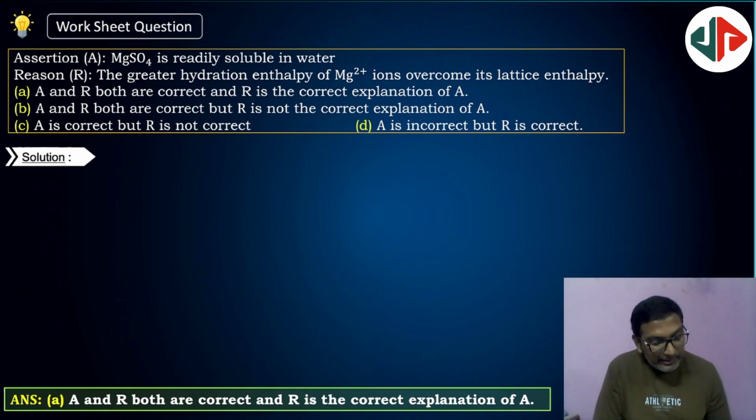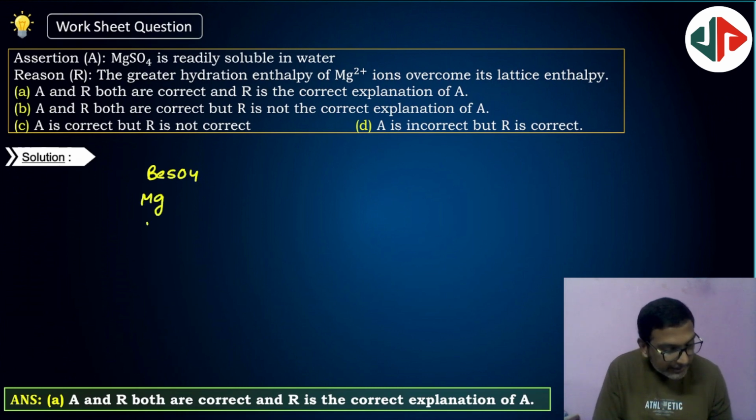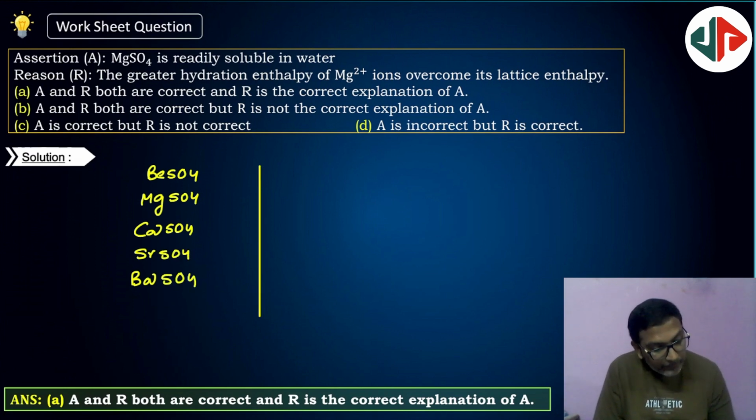MgSO4 is readily soluble in water. The greater hydration enthalpy of Mg2+ overcomes its lattice energy. So, we'll write here beryllium, magnesium, calcium, strontium, barium sulfates. In this direction, solubility decreases. BeSO4 is highly soluble due to high hydration energy of Be2+.